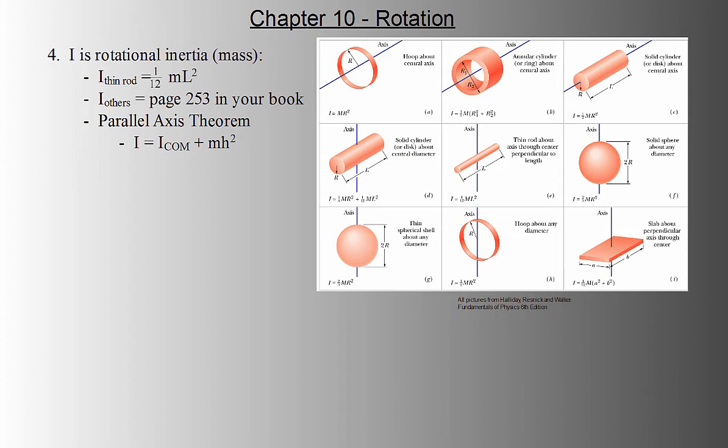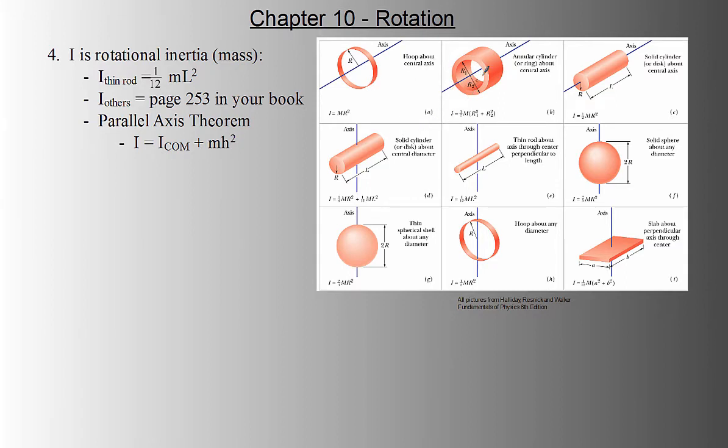Moving on to main concept 4. I like this one. This is a cool rotational equivalency. It's the rotational equivalency of mass. Just as more mass makes something harder to speed up or slow down, harder to accelerate, that's Newton's second law, F equals ma, rotational inertia makes something harder to speed up rotationally.